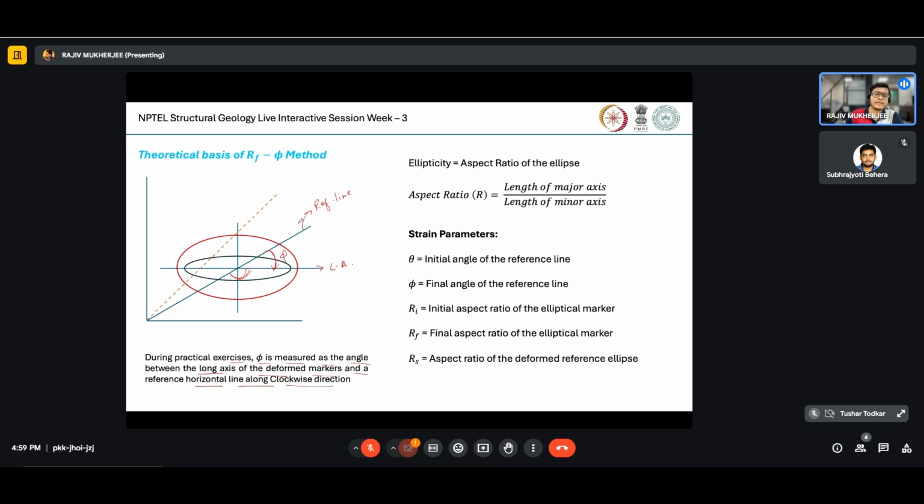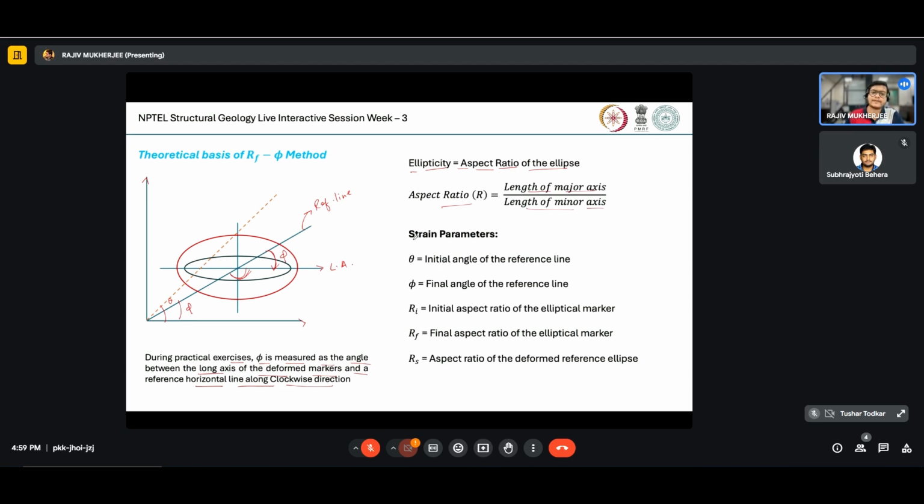Now, what do we measure? For theoretical consideration, we measure theta, phi, and one important thing to know is that the ellipticity of an ellipse is basically the aspect ratio of the ellipse, and aspect ratio is nothing but the length of the major axis divided by the length of the minor axis of the ellipse.